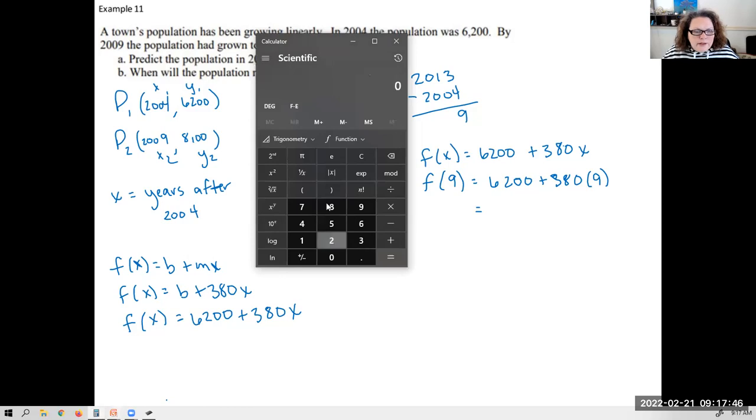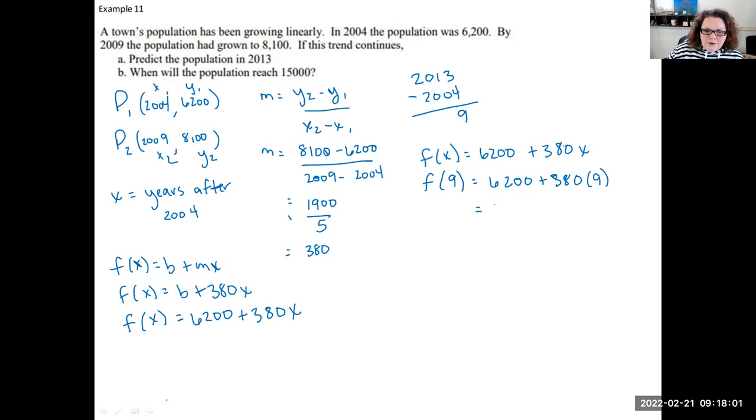So 380, I guess I could have left that in there, times 9 is equal to 3,420. Then we're going to go ahead and add that to 6,200. So 6,200 plus 3,420 is equal to 9,620. So in 2013, the population is 9,620. And that would be our first one to predict.